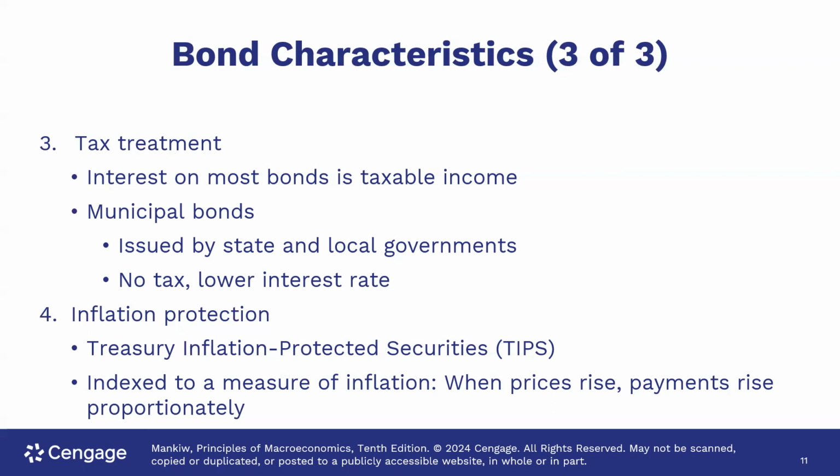The last one is inflation protection. There's one special type of treasury bond that is protected from inflation. It is Treasury Inflation Protected Securities, which we also call TIPS. This type of security is indexed to a measure of inflation. When prices rise, payments rise proportionally.